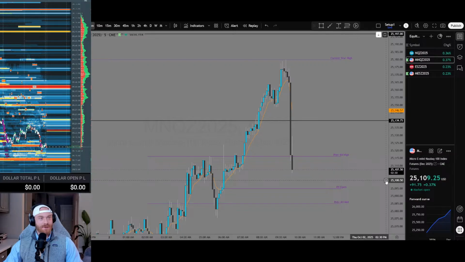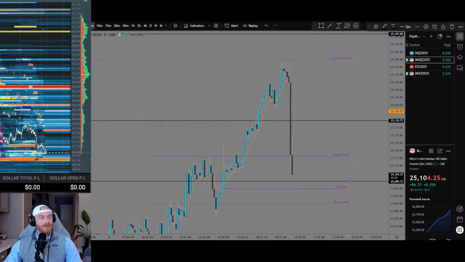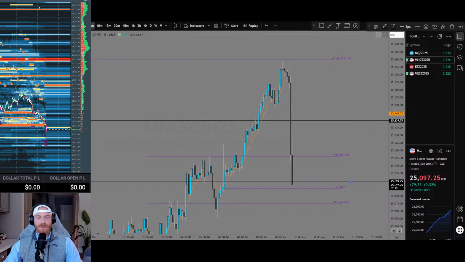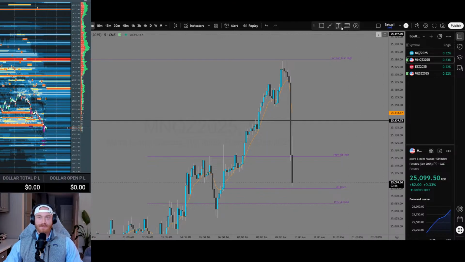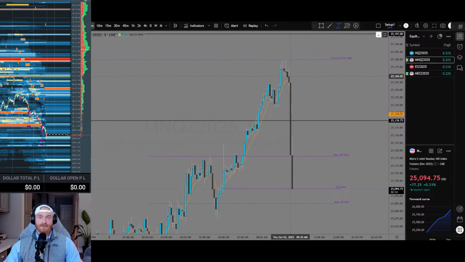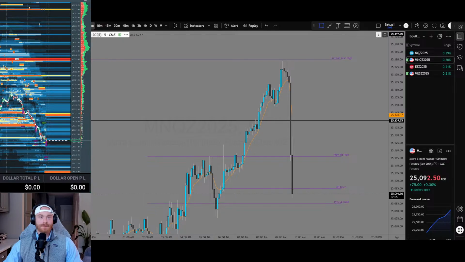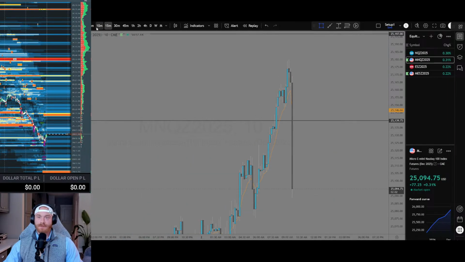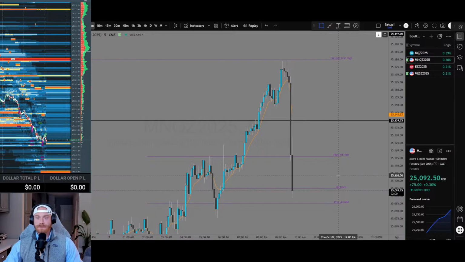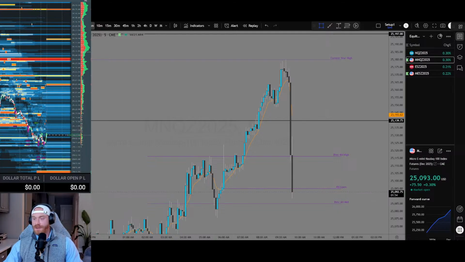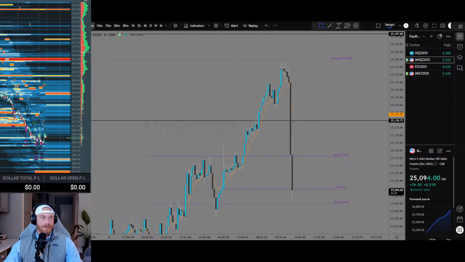Another big order down here. These orders are still stacked at 140, and then orders stacked right here. What a dump. We've dumped almost 80 points at open here. Should be under. Let me see.